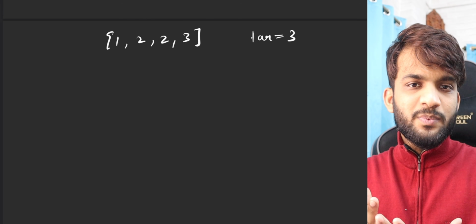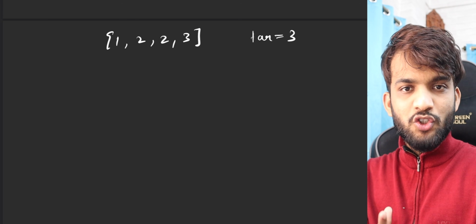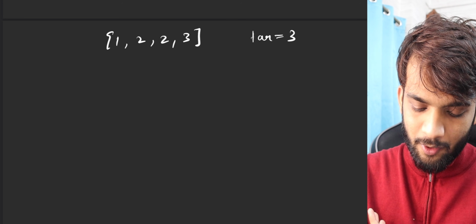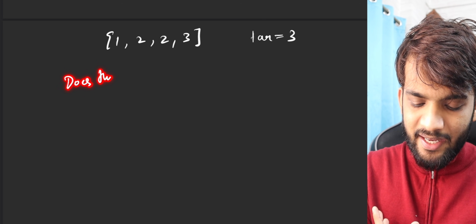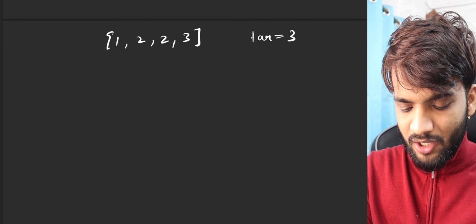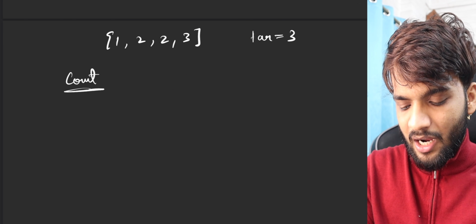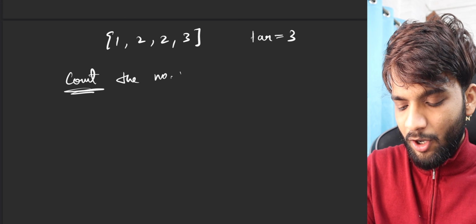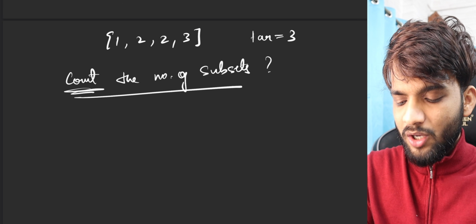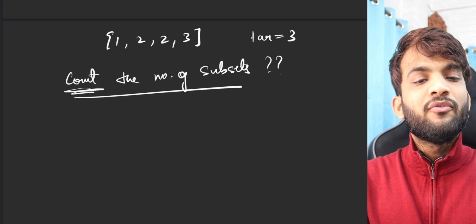So how many subsets? Now the question has been changed. Instead of saying does there exist a subset, like in all the previous problems, where it was does there exist a subset which gives you this particular sum, now instead of that, what they are saying is count the number of subsets. Yes, they've just changed the problem and they're asking you for the count of the number of subsets.